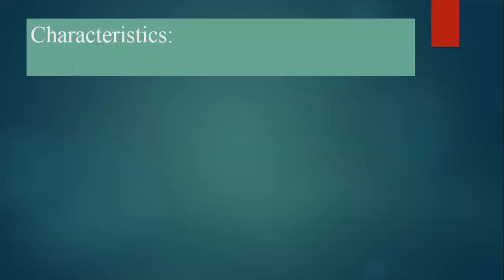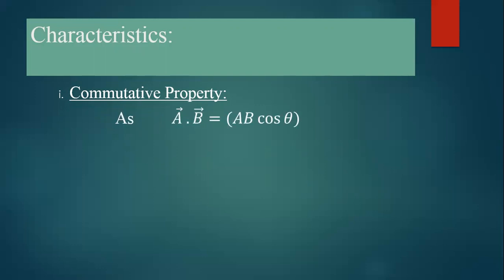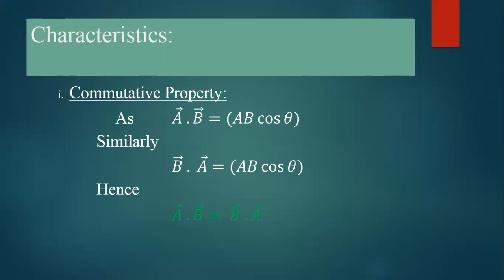Let me discuss some characteristics of scalar product or dot product. So here is the first characteristic, that is commutative property. इसमें हमें ये चेक करना है क्या ऑर्डर चेंज करने से, मल्टीप्लिकेशन ऑर्डर चेंज करने से रिजल्ट पे फर्क पड़ता है या नहीं पड़ता. So here A dot B is equal to AB cos theta, and we also know that B dot A is also equal to AB cos theta, which means that A dot B is equal to B dot A.